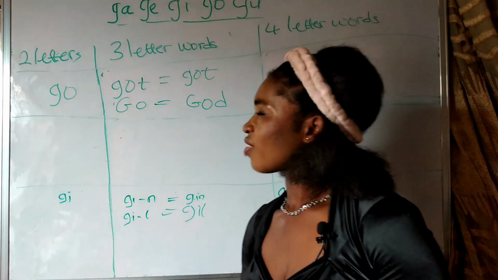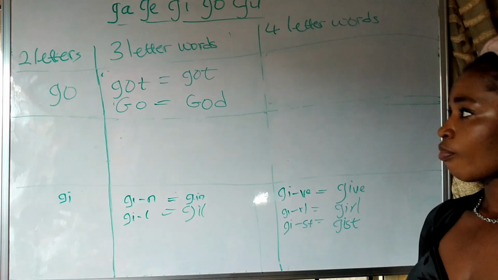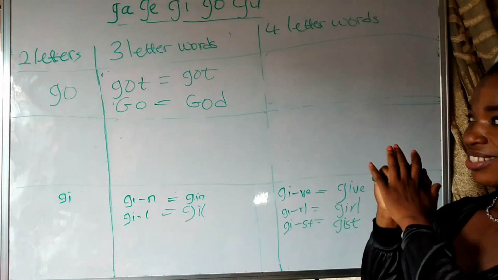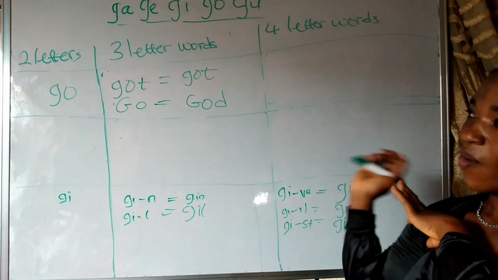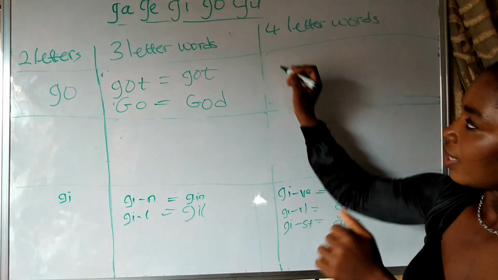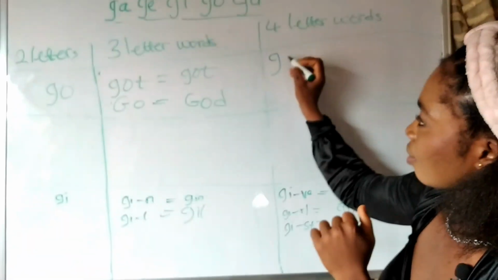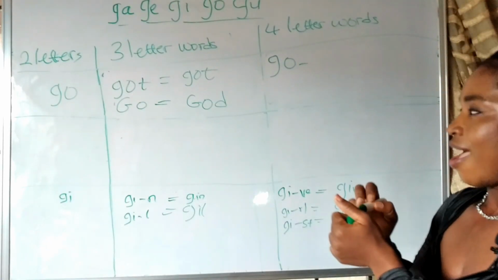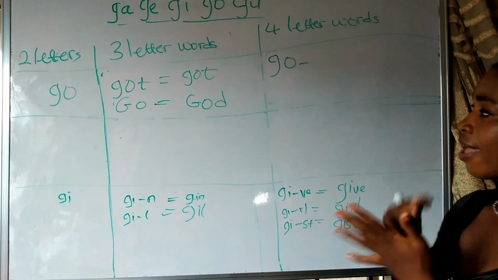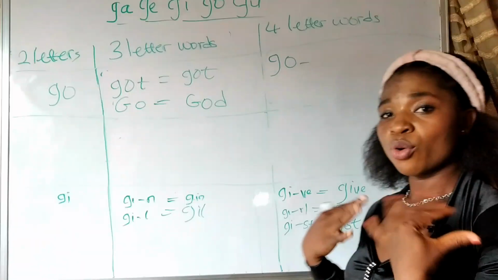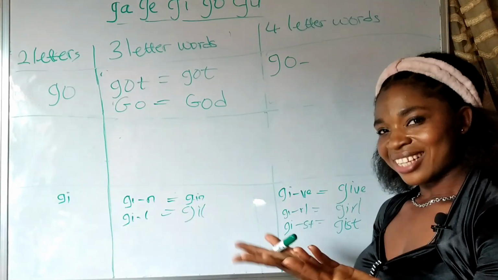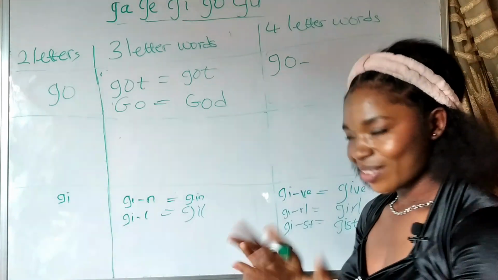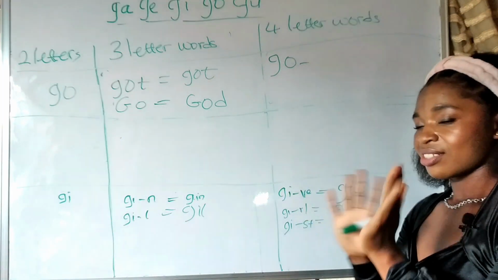All right, let's move on. We've been able to get to this place. This is God and this is got. Now let's go to four letters. This is G-O. I can add A-L, and it's going to give me goal, like when you set a goal. When I add A-L, it's just going to give me goal.